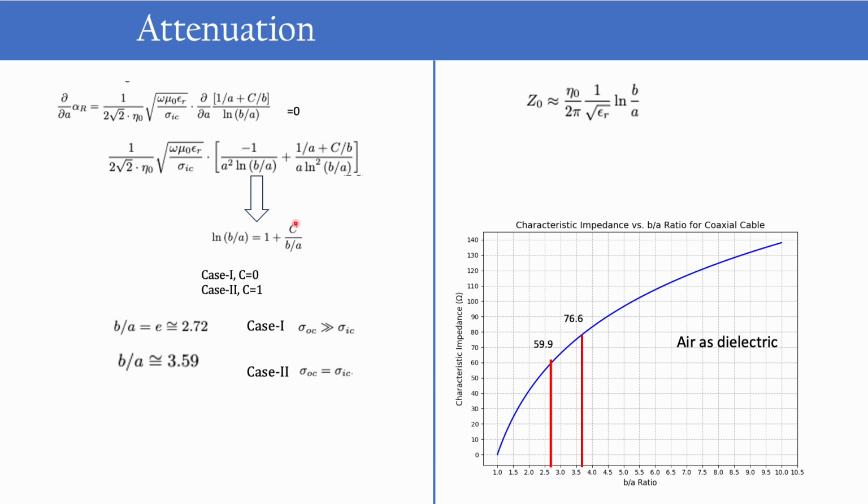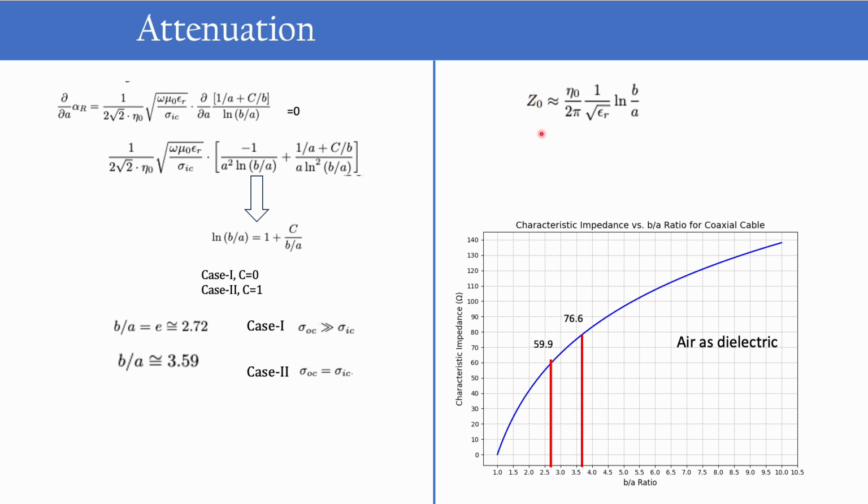So by substituting c equal to 0, we will get ln b/a equal to 1, which corresponds to b/a equal to 2.72. And in case 2, we will get the value of b/a as 3.59. So this indicates that if the ratio of outer radius to inner radius of the coaxial cable is between 2.72 and 3.59, we can expect the attenuation to be lower, considering these two cases.